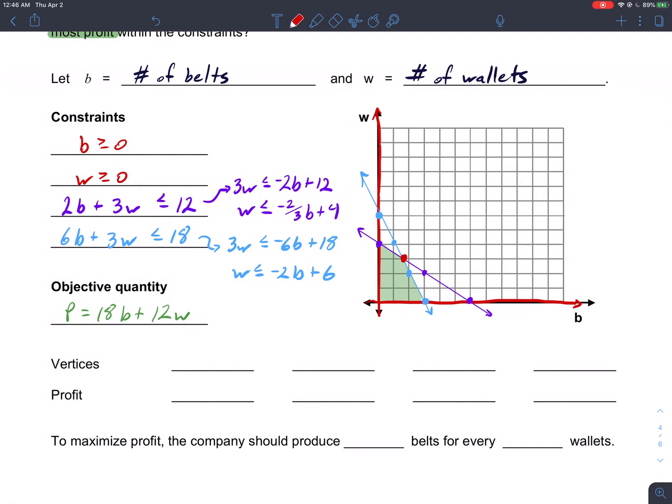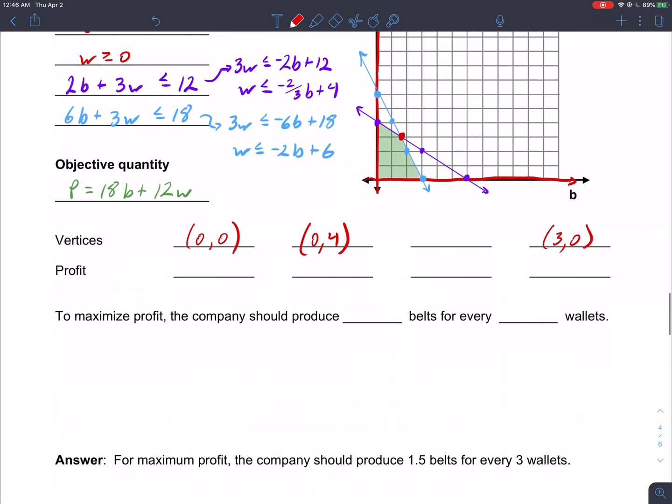We've got 0, 0. We've got 0, 4, I should say. That was this one. And then we have this one all the way, this one right here, which is 3, 0. I'll put that as my last one. What we don't have is this one in the middle.